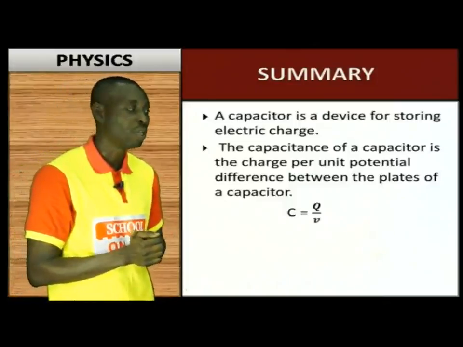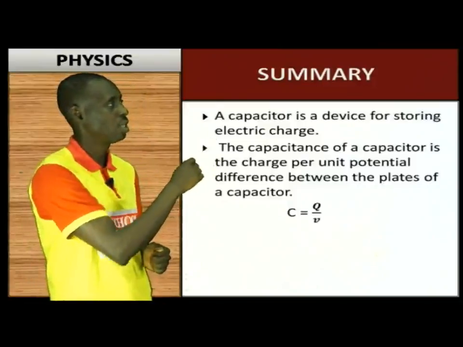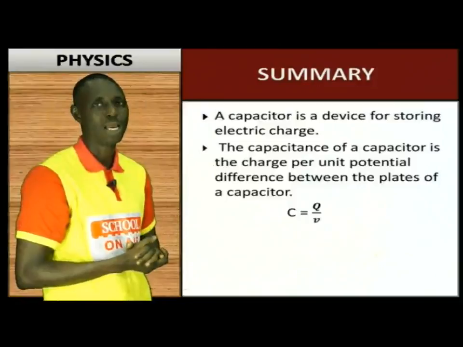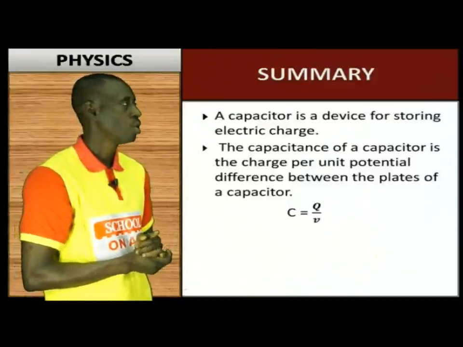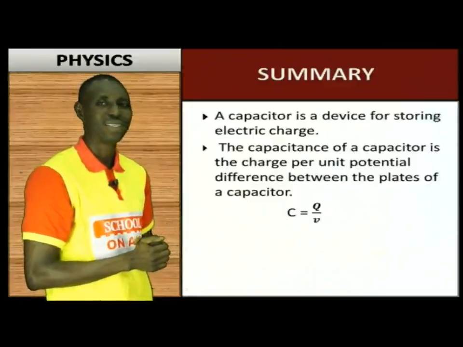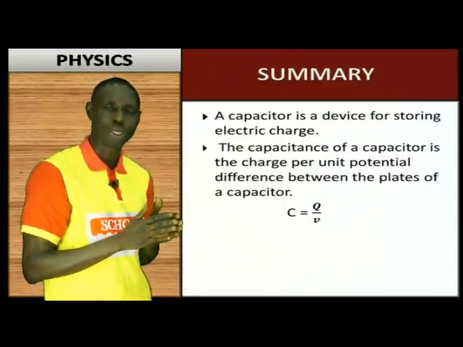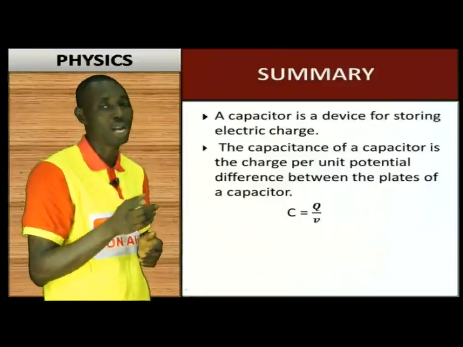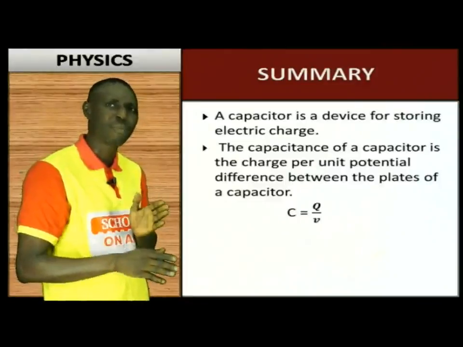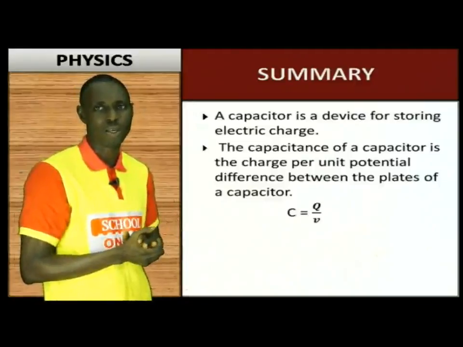So generally today we've been talking about capacitors, and we said that a capacitor is a device for storing electric charge. We've also been talking about the fact that the capacitance of a capacitor is the charge per unit potential difference. That is, there's a relationship between the capacitance of the capacitor and the charge. The capacitance is directly proportional to the charge and inversely proportional to the potential difference.